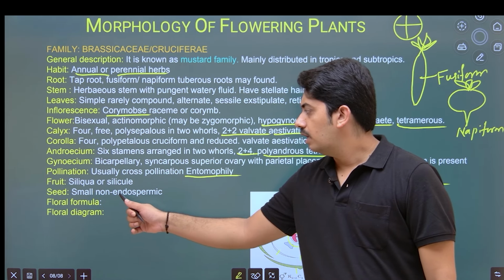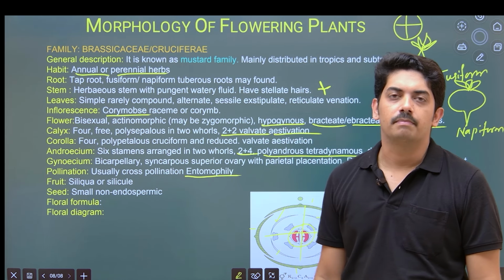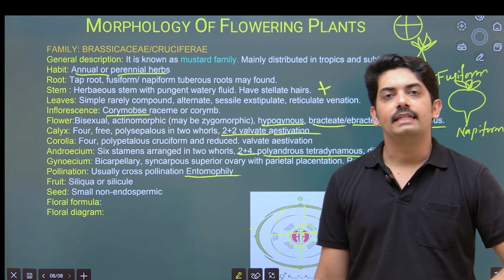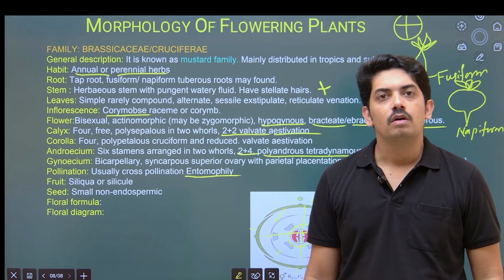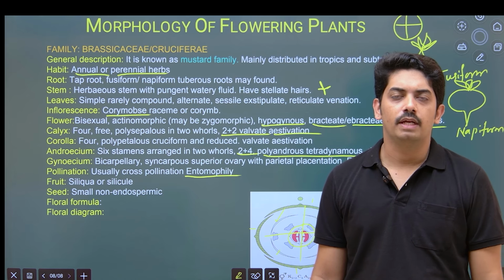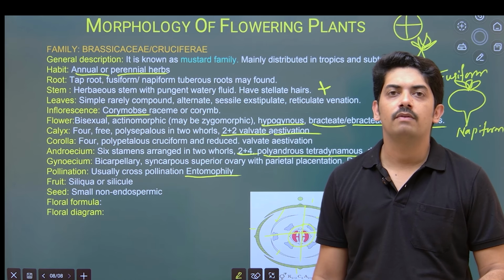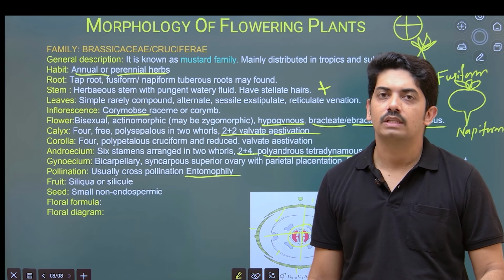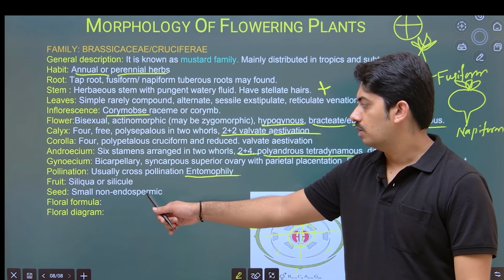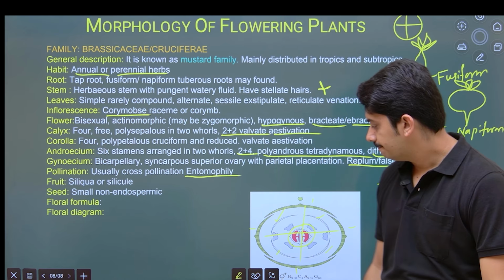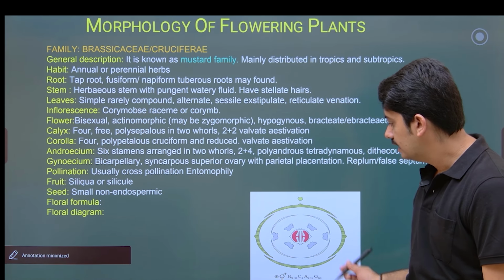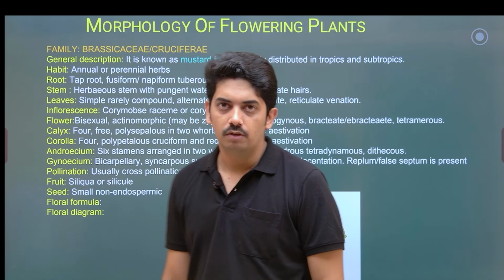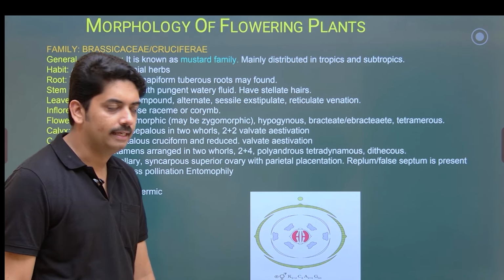Seed, a small, non-endospermic seed. In the development of the embryo, it consumes the complete endosperm. So the seeds have no endosperm, only cotyledons are present. It is called non-endospermic. Now if you look at this floral diagram and floral formula, it will be very clear.